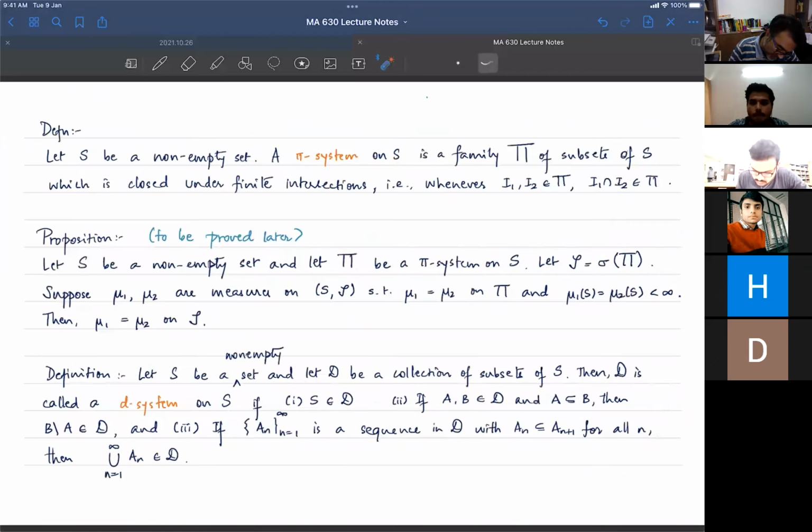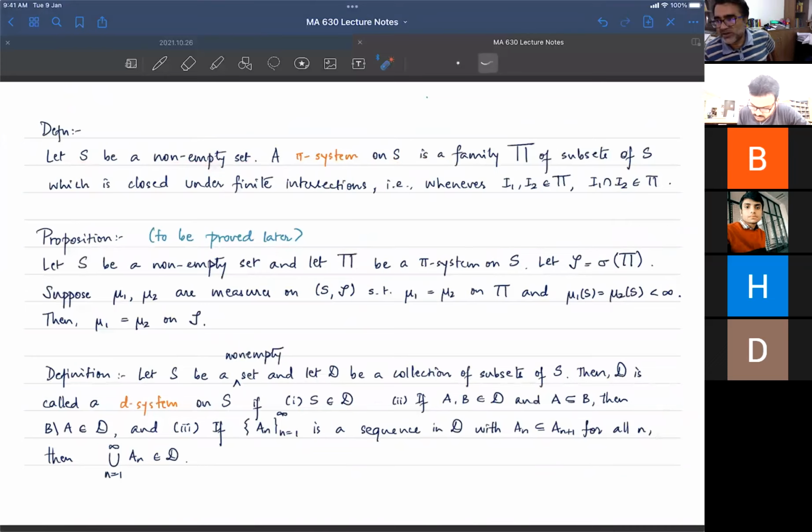So suppose S is a non-empty set. What do I mean by sigma algebra on S? Well, a sigma algebra is a family of subsets of S, which is closed under countable unions and under taking complements. That is the definition of sigma algebra. The definition of pi system is, a pi system is a family of subsets of S, which is closed under finite intersections.